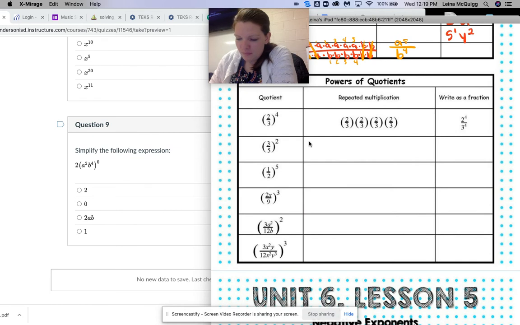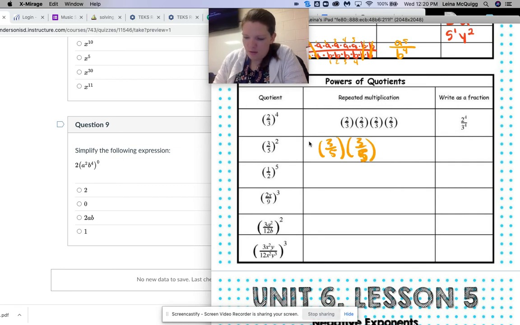Okay, so now yesterday we noticed that when we had things inside the parentheses, we sent the exponent to everything, and we had to multiply our exponents. So we're going to do the same thing, just like we did yesterday, except now we have this quotient that we have to deal with. So we're going to do 3 fifths times 3 fifths. Because this is squared, I'm going to do it twice.